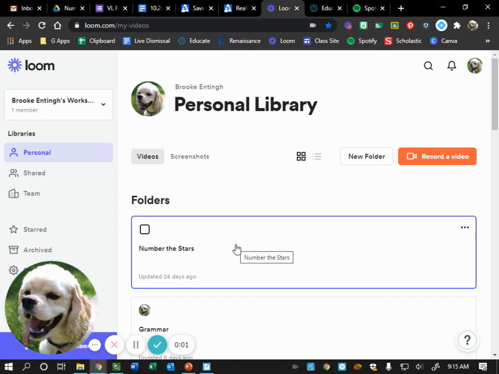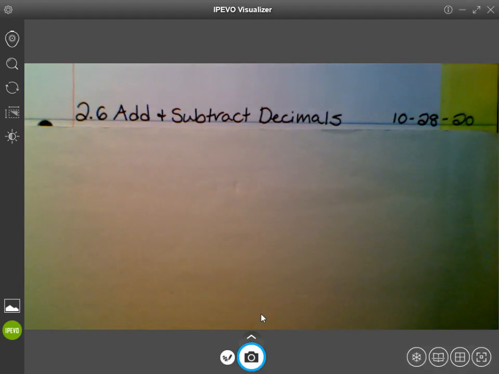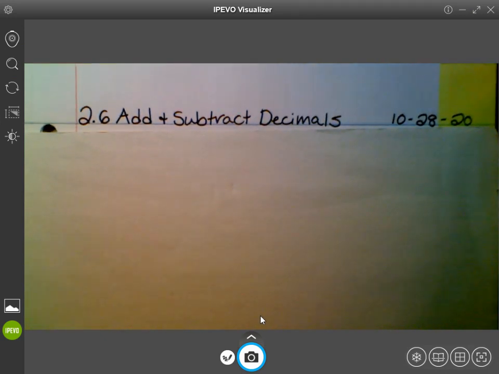Page in our math notebooks for today's notes. So today, we are labeling the top of our page 2.6, add and subtract decimals, and today's date, which is 10/28/20.